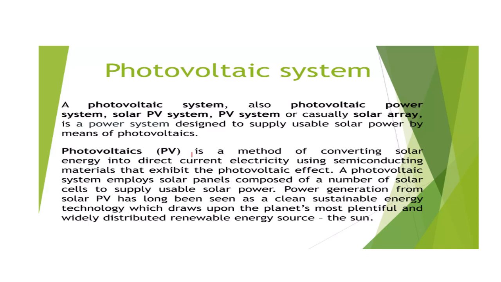Now, PV is a method of converting solar energy into direct current electricity using semiconducting materials that exhibit the photovoltaic effect. A photovoltaic system employs solar panels composed of a number of solar cells to supply usable solar power. Power generation from solar PV has long been seen as a clean, sustainable energy technology which draws upon the planet's most plentiful and widely distributed renewable energy source, the sun.